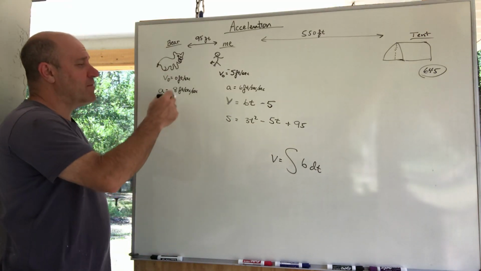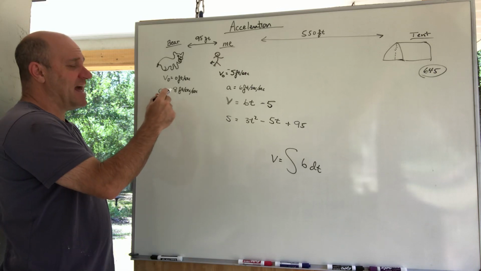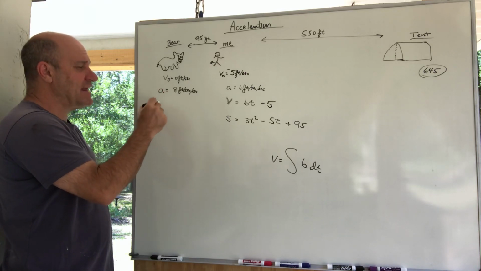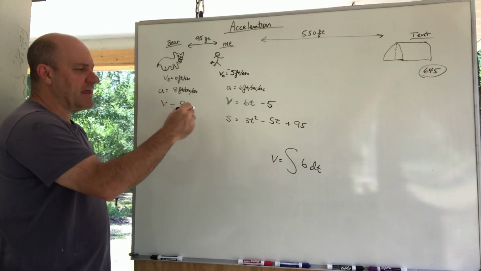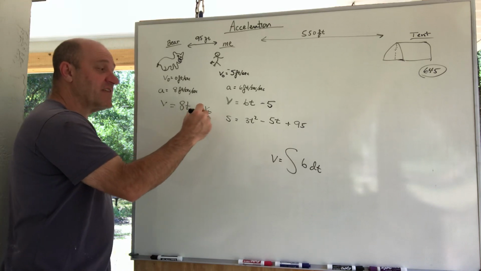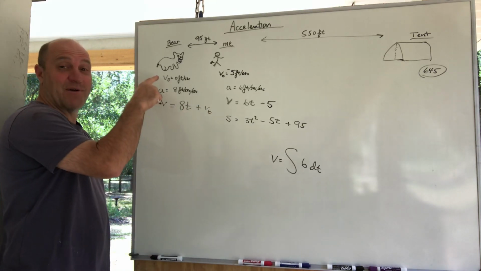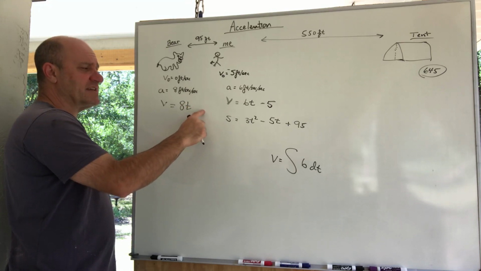This is awesome. What about the bear? The bear's a little easier. When I integrate an 8, I get the velocity equation for the bear, and it's 8t. Again, it's plus c. The plus c is the v naught, and his v naught is 0. He was just sitting there until I disturbed him. So his plus c is a 0.